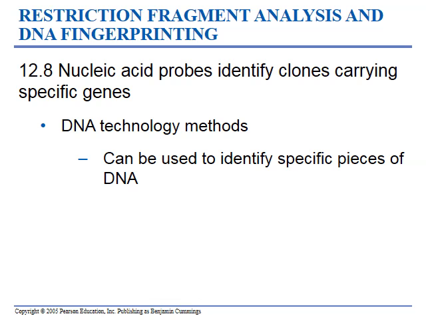Okay, nucleic acid probes identify clones carrying specific genes. So we're going to run some restriction fragment analysis on a gel plate, and then we're going to look at it. How do we know which ones are carrying the gene? Well, you can make radioactive nucleic acid probes that will latch on to the corresponding piece of DNA. And so it can be used to identify specific pieces of DNA.